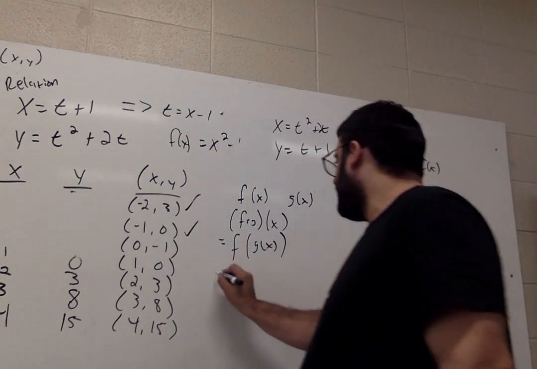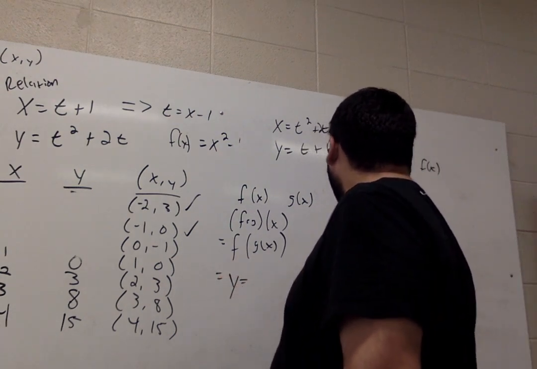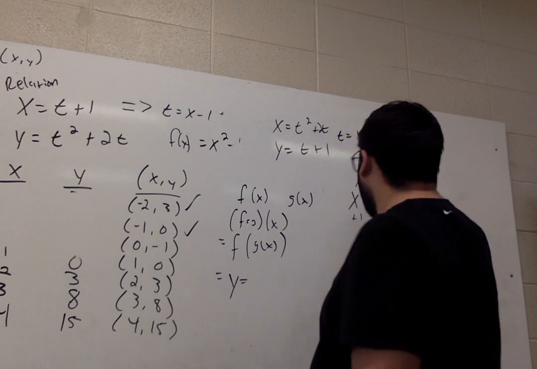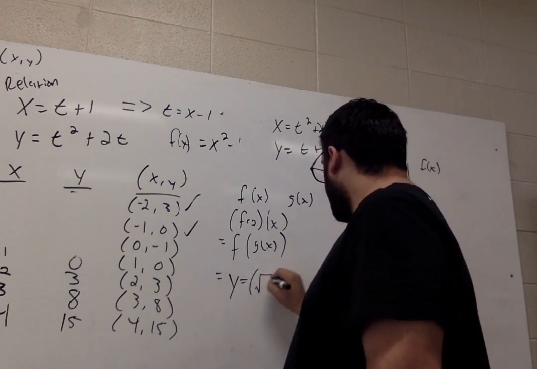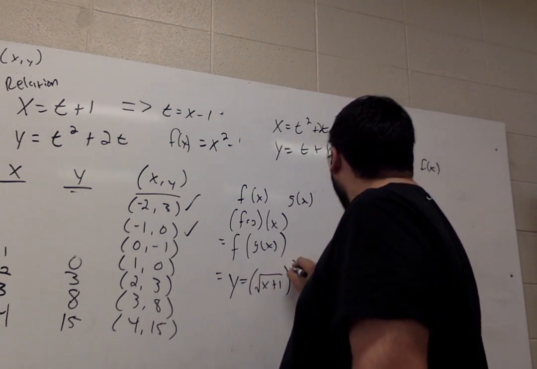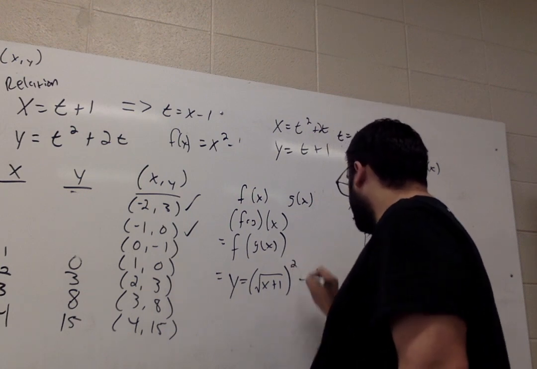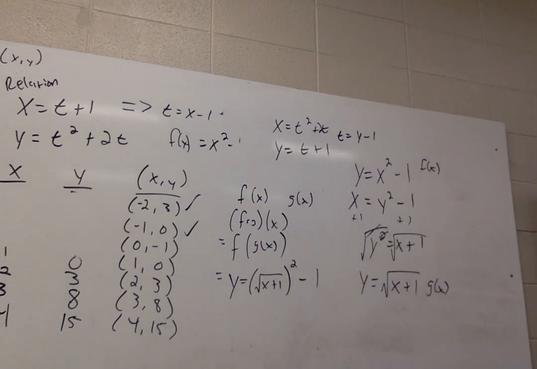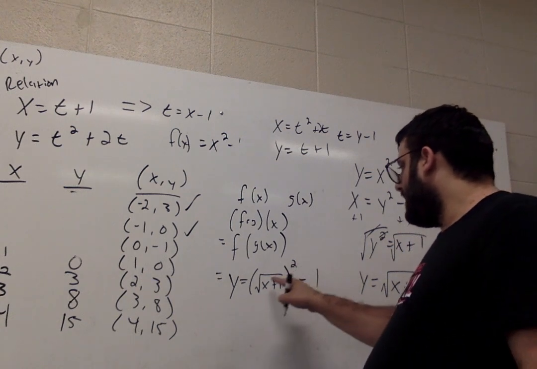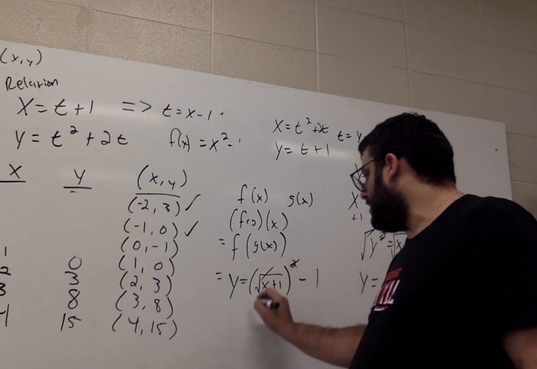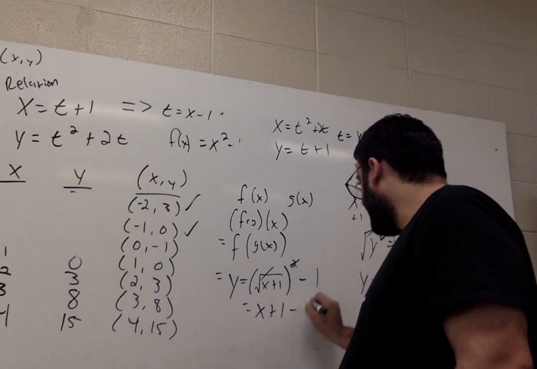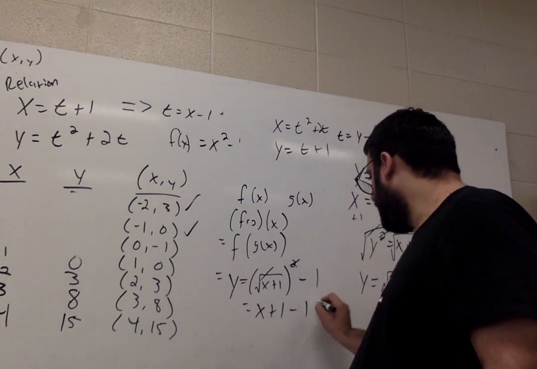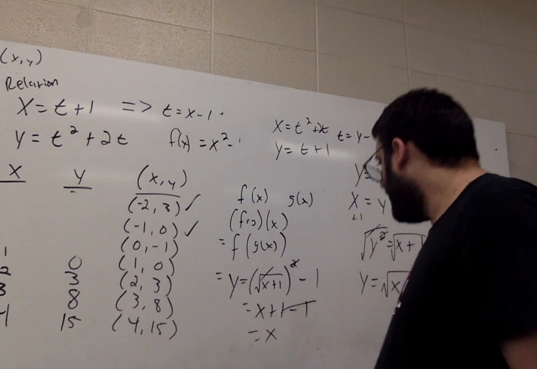I want to take this function and substitute it inside this function for x. So let's see what we get. y equals, since I'm substituting this, I've got to put it in parentheses: square root of x plus 1, squared, minus 1. And then just simplify. This square root and this exponent will cancel each other out. That leaves me with x plus 1 minus 1. Those cancel out, and I'm just left with x.